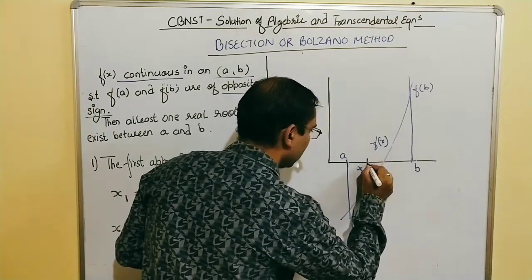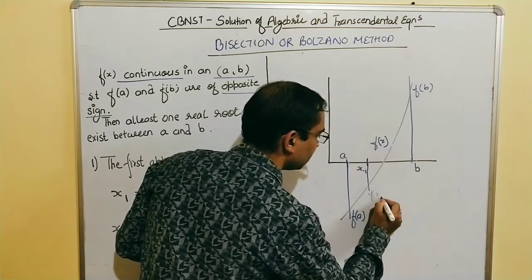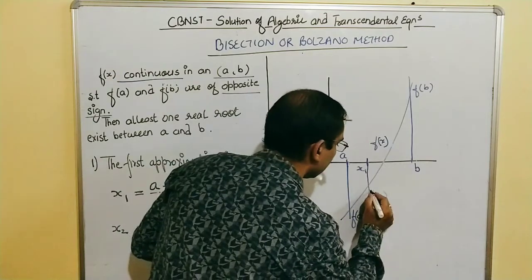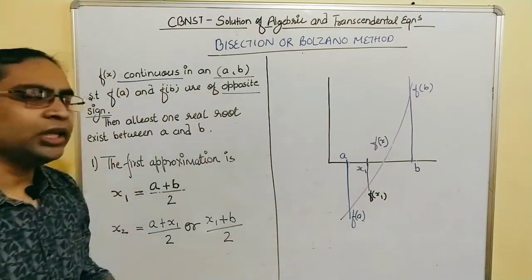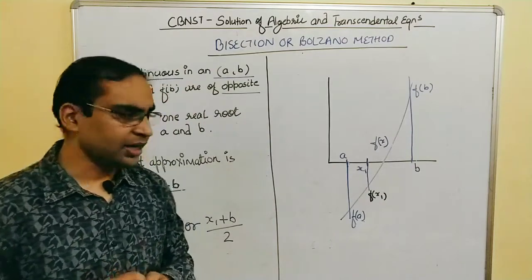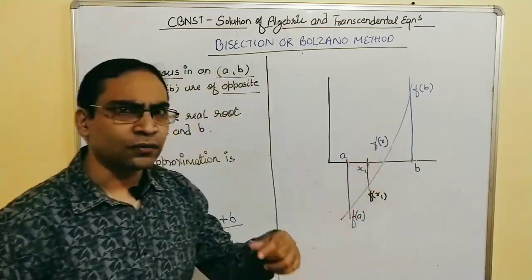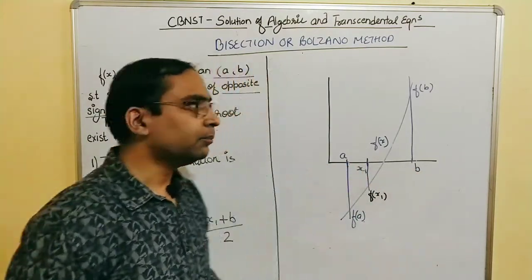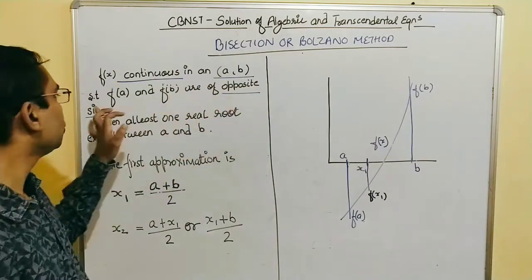So now at x1, if we draw a perpendicular, this will cut the curve here, and this will be f of x1. Now we need to decide the new interval by taking this new x1 point and choosing one from the previous two, a and b. And how will we choose?